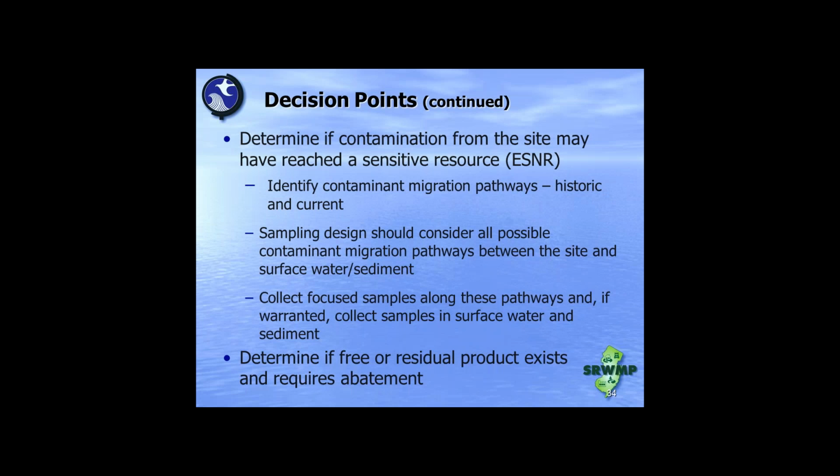And with that sampling, you need to evaluate both historic and current potential discharges from your site to that receptor. The sampling design should consider all possible pathways and in particular be focused on the pathways of greatest concern. As I did mention earlier about subchapter 5.1, you need to identify if there's any free or residual product. You might not have enough investigation underway to identify this, but if there is product or any obvious ongoing discharges, you need to try to abate those early on in the process.